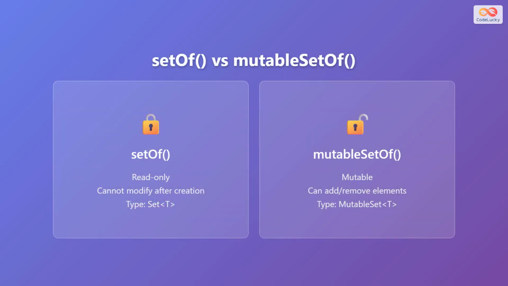Let's compare the two types of sets. The setOf function creates a read-only set that cannot be modified after creation. Its type is Set with a generic type parameter T. On the other hand, mutableSetOf creates a mutable set where you can add and remove elements freely. Its type is MutableSet with a generic type parameter T. Choose setOf when your data won't change, and mutableSetOf when you need flexibility.